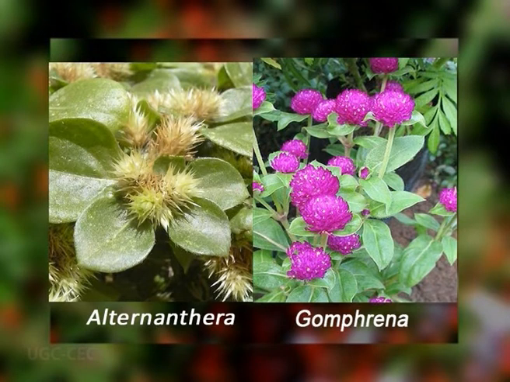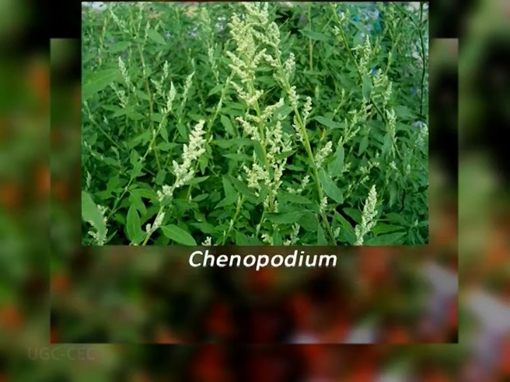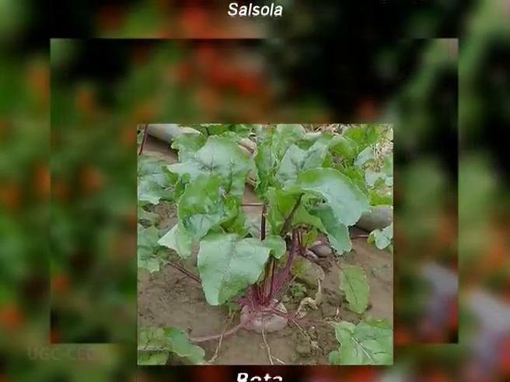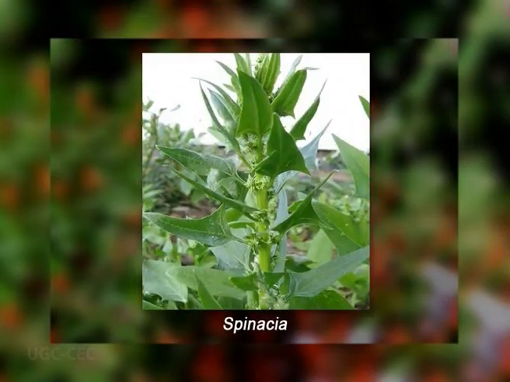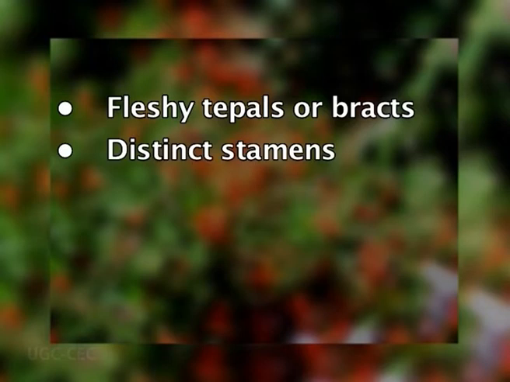Within this larger clade, the genera such as Alternanthera and Gomphrena constitute a subclade due to their unilocular anthers. Other genera such as Atriplex, Chenopodium, Kochia, Salsola, Beta and Spinacia often have fleshy tepals or bracts, and also have distinct stamens, and thus it forms a separate natural clade.